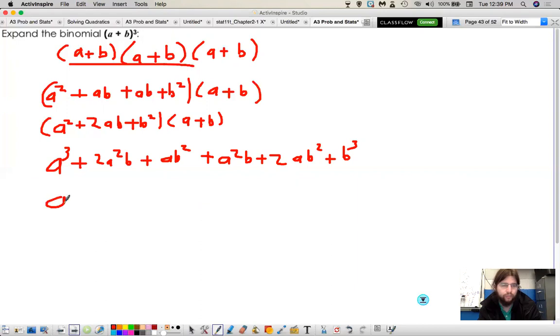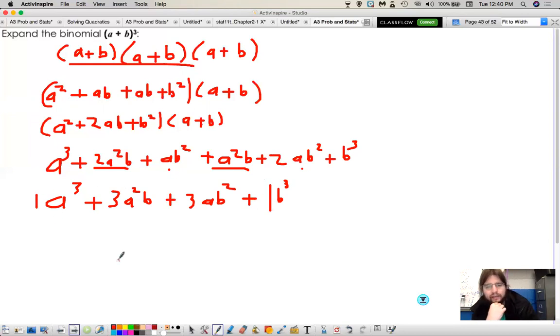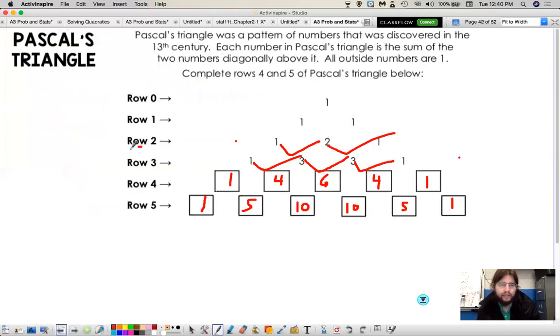So A cubed. I got 2 A squared B's and another A squared B right here, so that's 3 of those things. Let's see, now I'm going to go with A to the first and A to the first. Got 1 and 2 makes 3 AB squareds. And I got B cubed. Now I'm going to stick a 1 here and a 1 here. And don't those numbers look a little familiar to you? That's row 3.